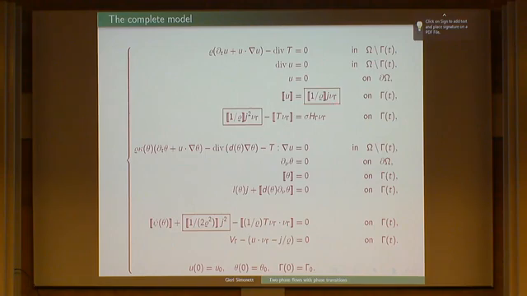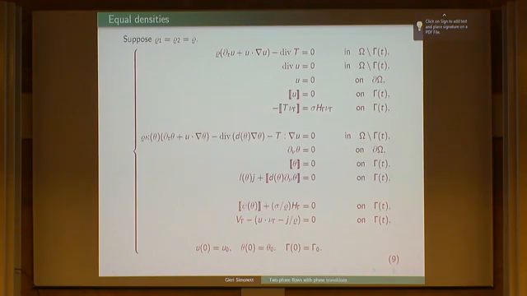So you will see this will be changed, this will be changed, this will be gone, and here you will see something, not the stress tensor anymore, but rather just mean curvature. And so this is now the set of equations in case of equal densities. And let me just for 1 minute take you through.